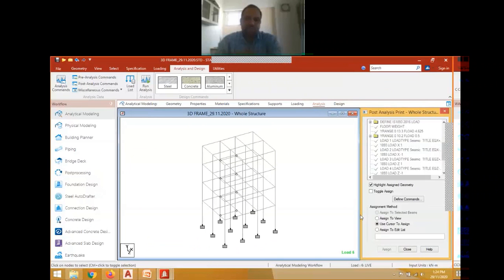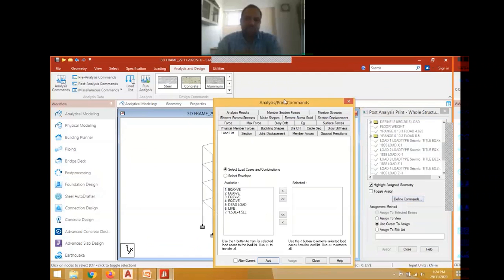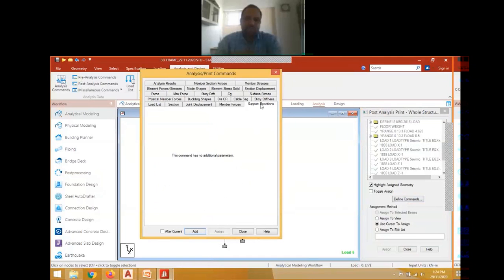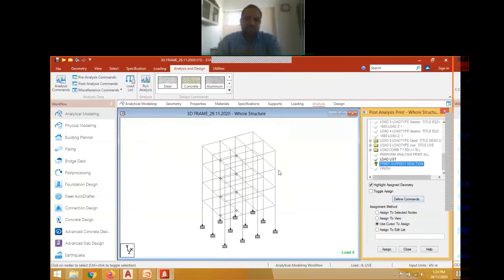Now go to the post analysis command. What you want after analysis is this. Once you click on post analysis, you go to define parameters, and here you will find the different parameters that you want after the analysis. What I want is all these load cases to be reported. So select all load cases, and then other properties are also there. Load cases I have selected from here. Support reaction, if you want, you can select. So say add. I will also check the support reactions, say add. So these commands are added.